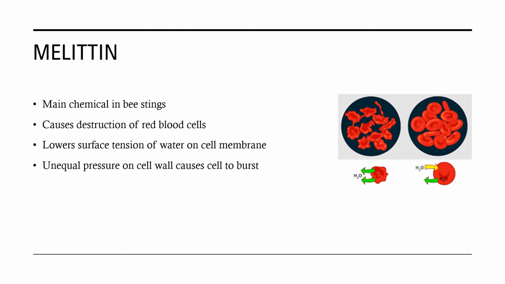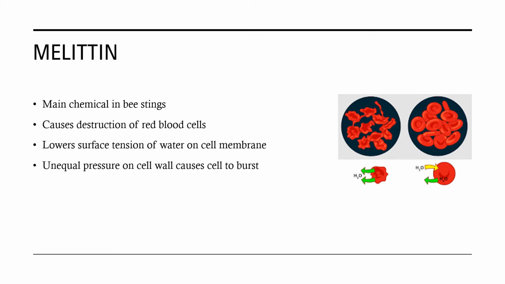The main chemical in bee stings is melatonin, and basically it causes the destruction of red blood cells by a pressure differential on the cell wall of the red blood cell. Basically, it lowers the surface tension of water on the red blood cell, and when it does this, this causes a negative pressure differential. Basically, there's more pressure being pushed on the inside of the cell than on the outside.